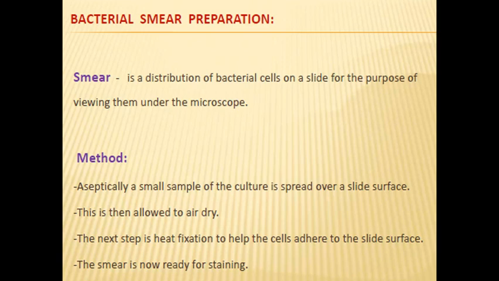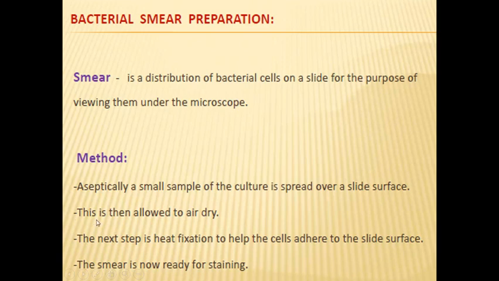Now how will you prepare the smear on the surface of a glass slide? There are some steps. First, aseptically, a small sample of culture is spread over the slide surface. You should keep one slide, and with the help of an inoculating loop you can pick up the sample. It may be bacterial, fungal, or any cellular sample, and that sample should be spread over the surface of the glass slide.